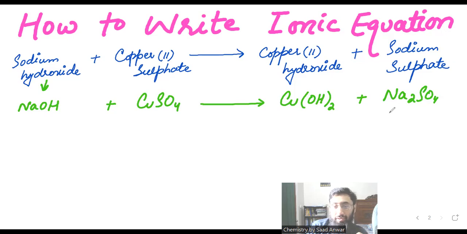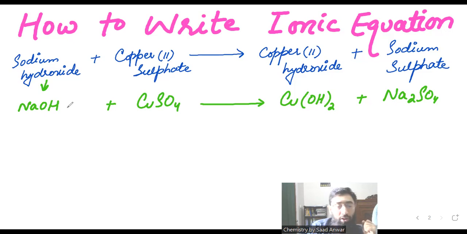Now the point is, first of all, I have to mention the states. This means I have to mention whether a reactant is in aqueous form, solid form, or liquid form. Similarly, I have to mention whether my product is in solid form, liquid form, or gaseous state. I have to mention the state, and for that I have to use state symbols.